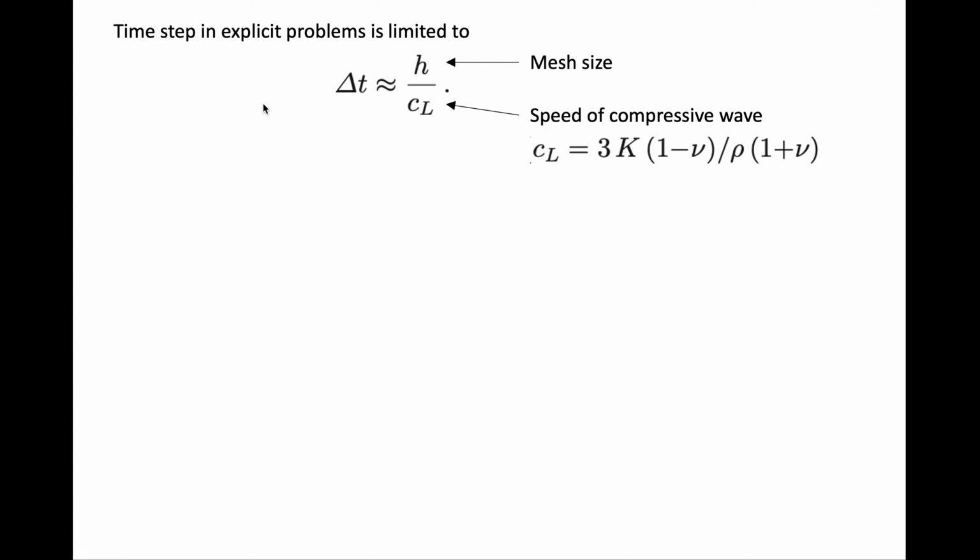As I said, the thing with the explicit problems is that you have to pick a time step for the algorithm to be stable. And typically the time step has to be equal or less than this ratio, which is the mesh size over the speed of a compressive wave in a linear elastic solid. So approximately, because obviously this is not a linear elastic solid, so this is not exactly true. But it's a good approximation for what the stable time step is, where this is the bulk modulus, the Poisson ratio, and the density.